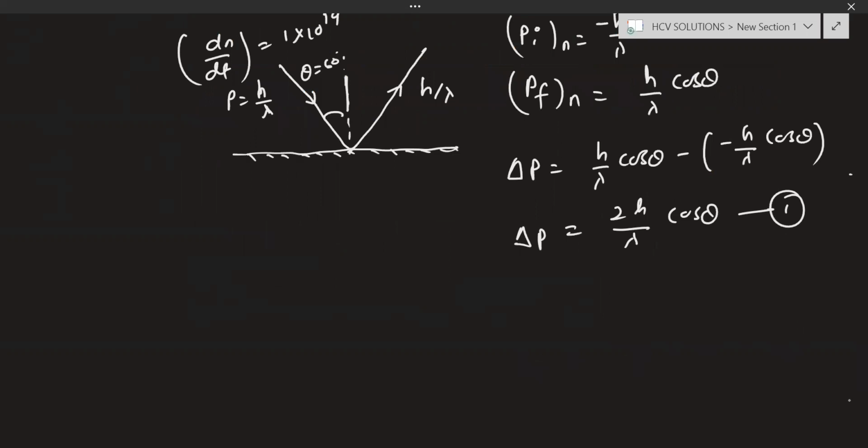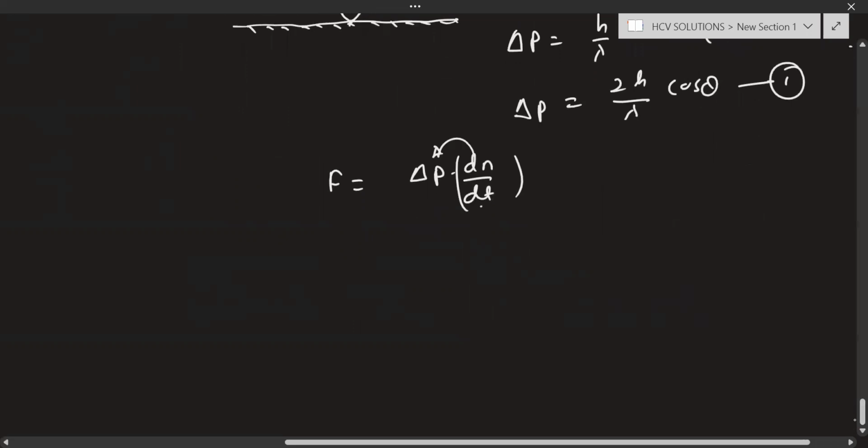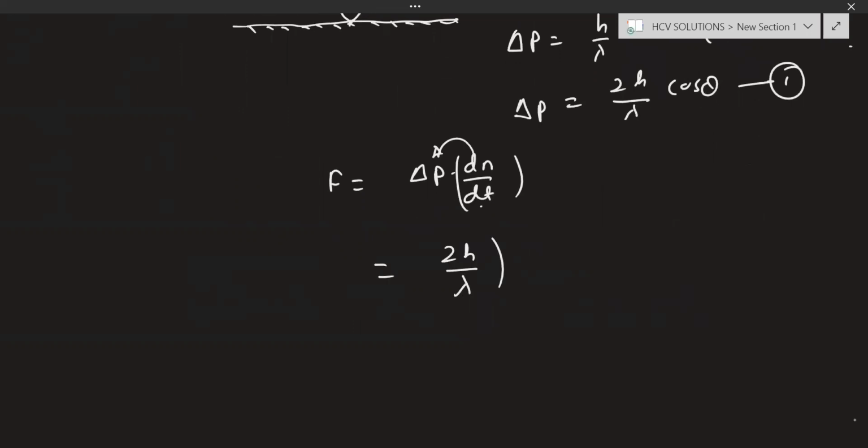To get the net change in momentum per unit time, you have to multiply by the number of photons falling per unit time. That is nothing but the force. Force is delta p multiplied by dn upon dt, because dn is the number of photons and dt is the time, so change in momentum per unit time is force. So you can write 2h by lambda cos theta times dn upon dt.